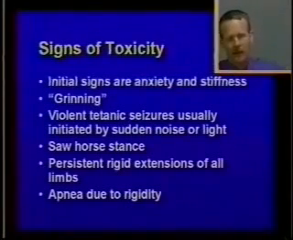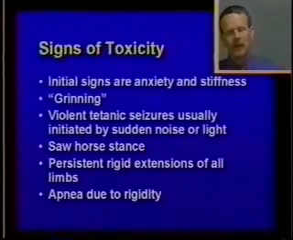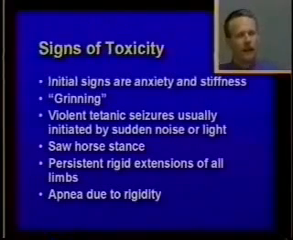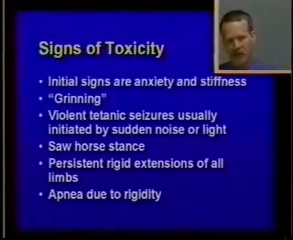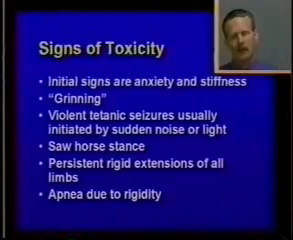And then the most common symptom is the presence of violent tetanic seizures that are brought on by a sudden noise like clapping your hand or turning on the light. These seizures will last for varying periods of time, and in between periods of seizures, the animal may seem fairly normal until another external stimulus brings on another period of seizures. As the toxicity progresses, the seizures will get closer and closer together, and the animal, when it is not seizuring, will walk with a sawhorse stance with all four legs stiffly extended, and eventually the animal will become recumbent with persistent rigid extension of all limbs.